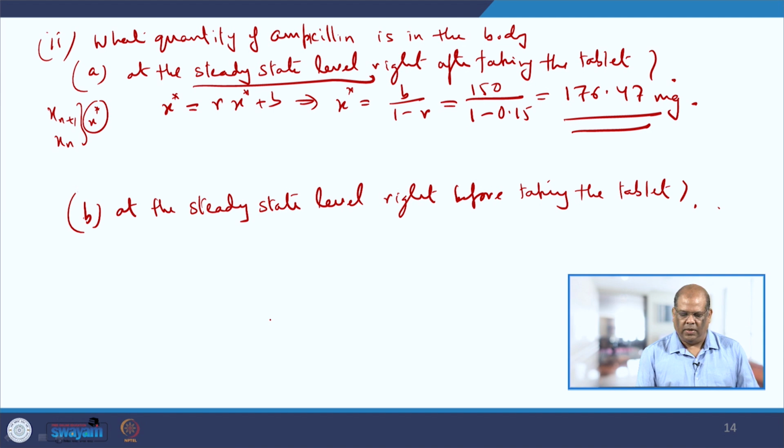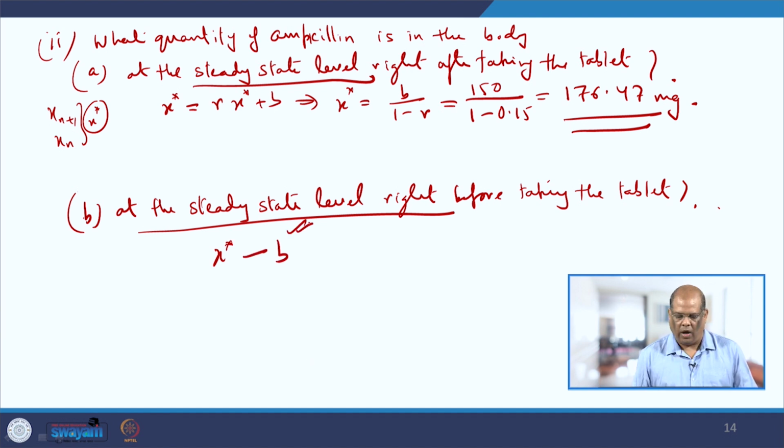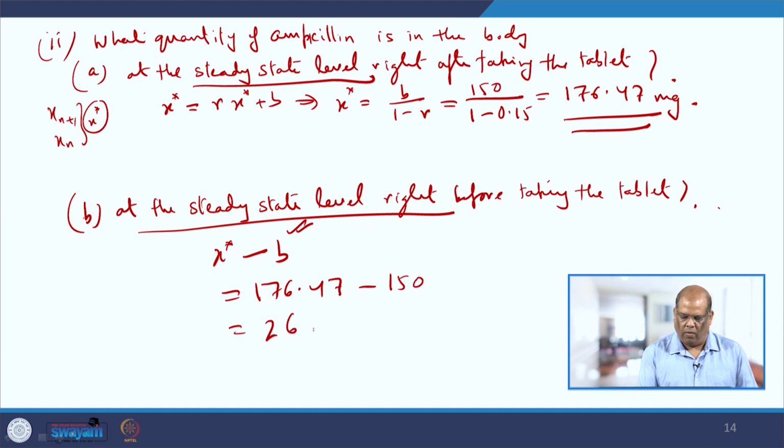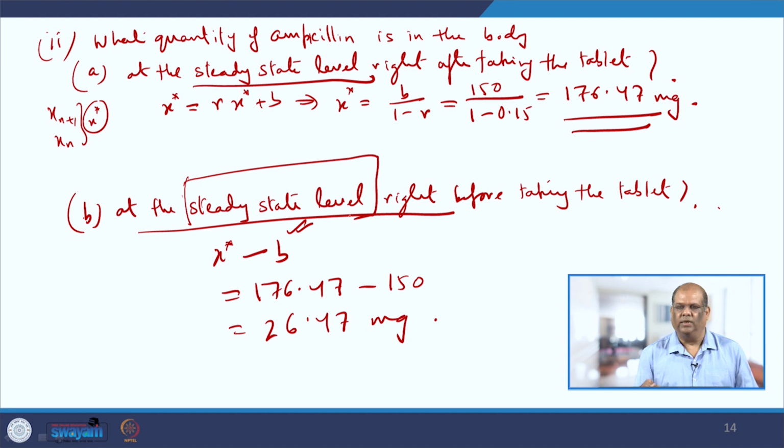And the quantity of ampicillin at the steady state level before taking the tablet is going to be x star minus B. So, this is the dose which you take every 4 hours. So, just before taking the tablet, that is the steady state level, minus 150 mg will give you the amount of ampicillin in the body at the equilibrium point or at the steady state level before taking the tablet.